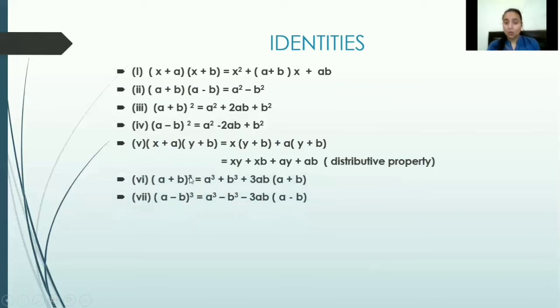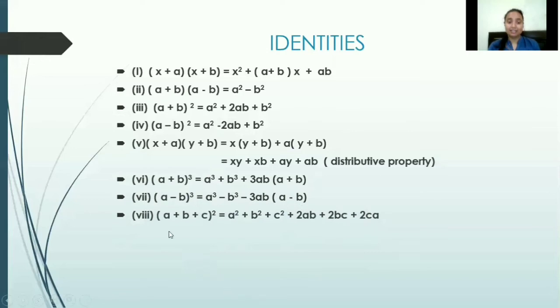a plus b whole cube equals a cube plus b cube plus 3ab, and then in bracket a plus b. How easy it is to remember. Similarly, for a minus b whole cube, just put minus everywhere. That's it.